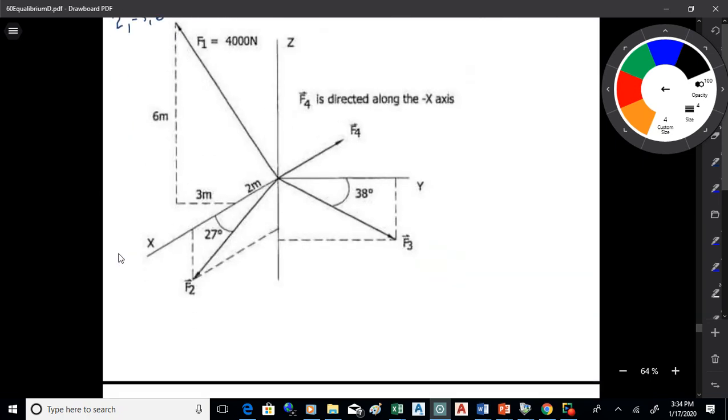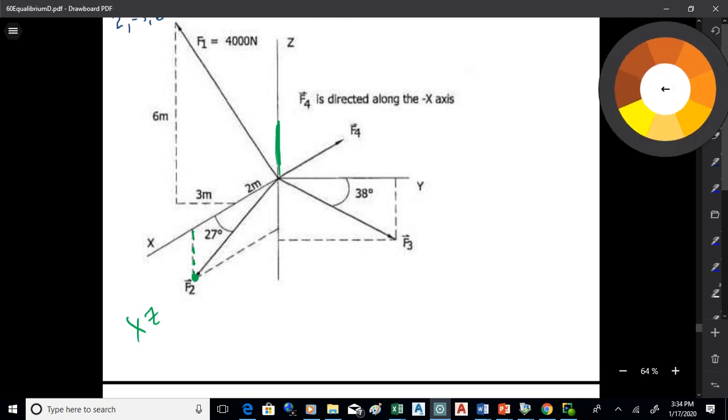Now F2 is in the XZ plane. Again, this is reading the dimension lines. This dimension line here is parallel to the Z axis. So we're coming off the Z axis, the X axis, and going in the negative Z direction. So this point is in the XZ plane. Now, a mathematician would call that the Y plane, but I don't like doing that, so I call it the XZ plane.